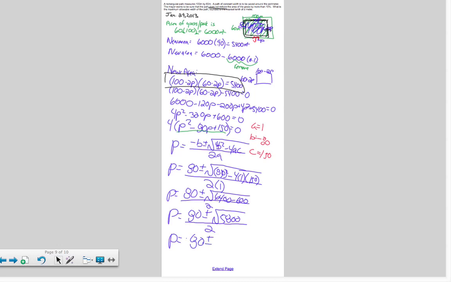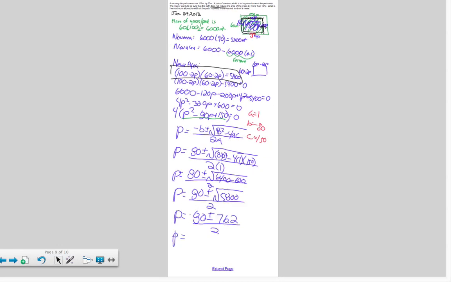80 plus or minus what? 6.2. 76.2? So here P is equal to 80 plus 76.2, which is 156.2, all over 2, or P is equal to 80 minus 76.2, which gives us 3.8 over 2. So P is equal to 156.2 divided by 2, which is 78.1, or P is equal to 1.9.